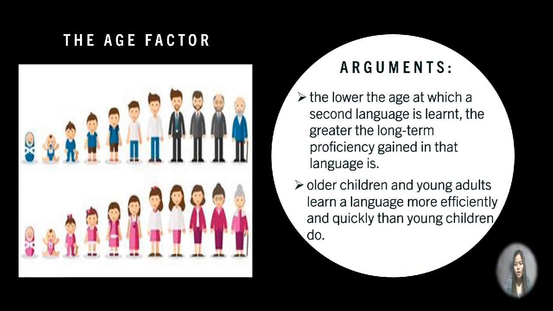Others tend to argue that older children and young adults learn a language more efficiently and quickly than young children do. For example, a 14-year-old learning Spanish as a second language has superior intellectual processing skills than a 5-year-old learning Spanish. Therefore, less time is required in the teenage years to learn a second language than in younger years. A comprehensive and balanced review of this area is provided by Singleton, 1989.